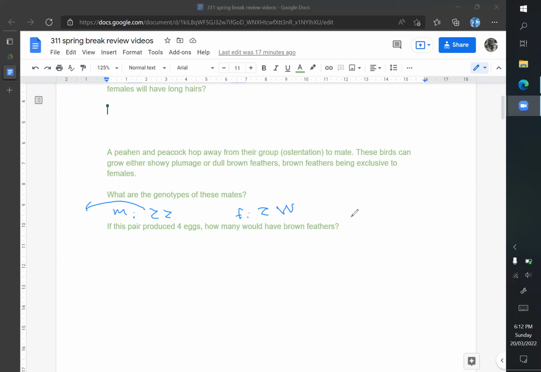So knowing this, that it's not possible for the male genotype to code for brown feathers, what is the most likely manner of inheritance? What kind of sex linkage are we looking at? You're right, it is W-linked. And you probably won't come across that very often.